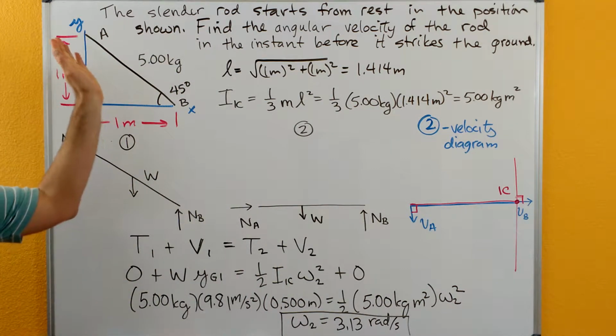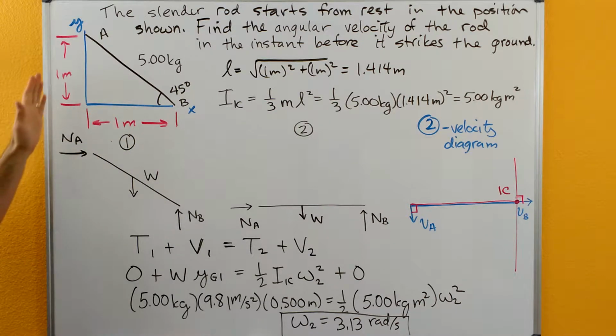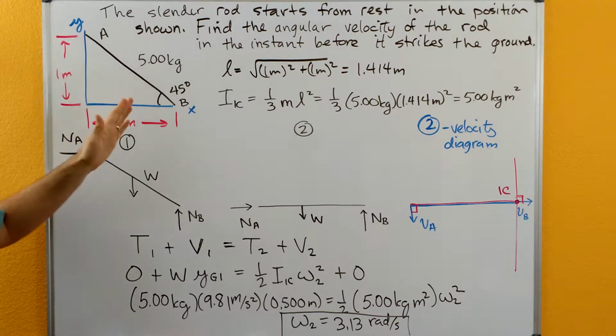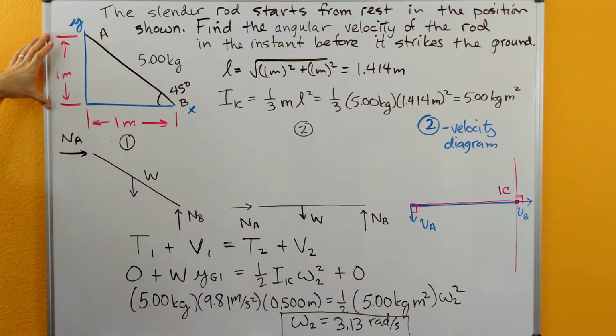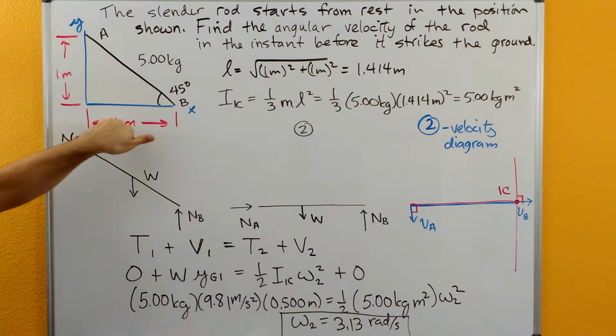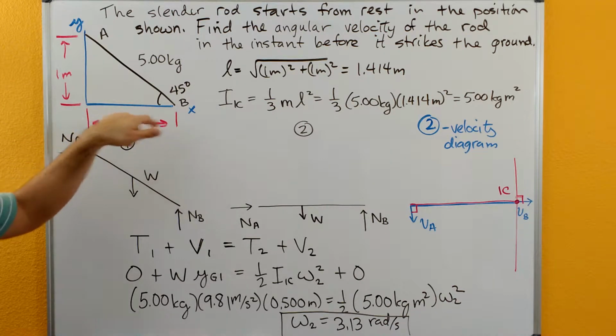So in this case we have a slender rod that's resting against a smooth surface here at A and B. It's initially starting from a 45-degree angle. Top of the rod is 1 meter over. The edge of the rod here at B is 1 meter over.